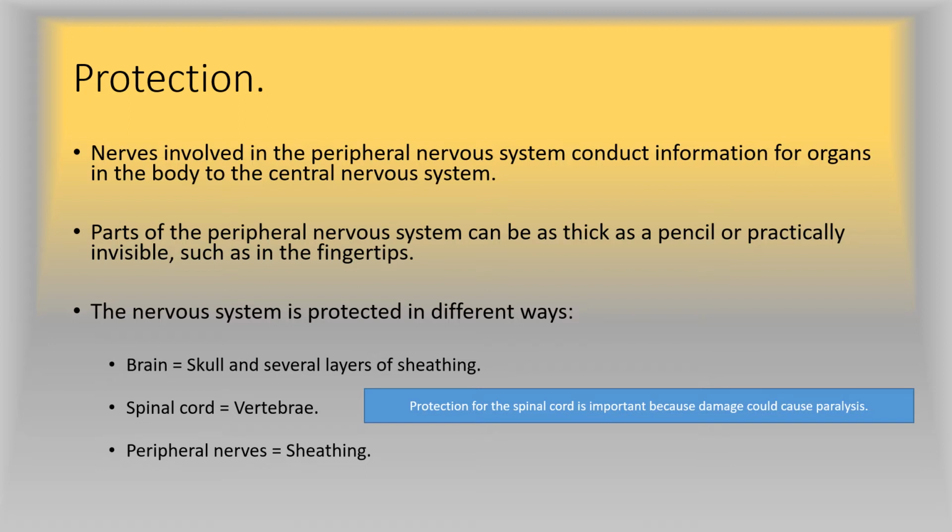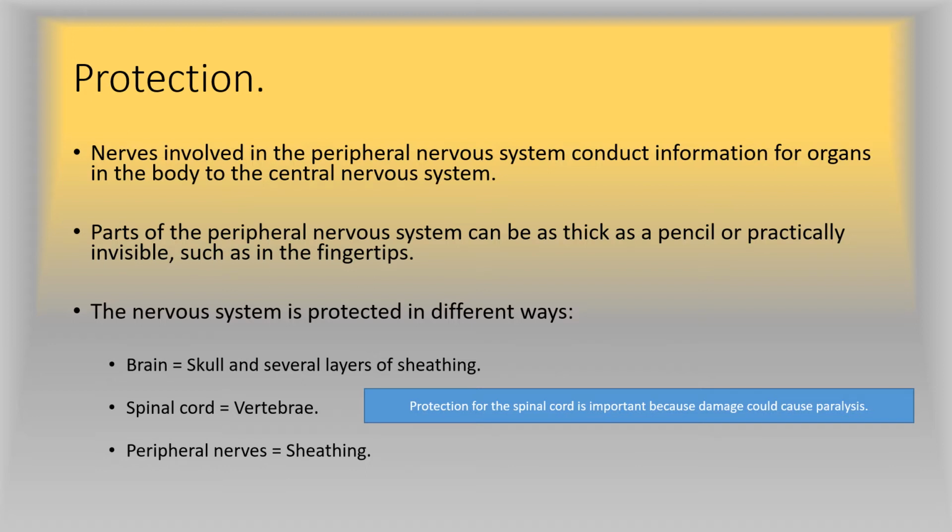Now, parts of the peripheral nervous system can be as thick as a pencil, or they can be almost practically invisible, such as we have nerves in our fingertips. So we know when we touch something hot or cold, we know, oh, that's hot, oh, that's cold. And those are the nerves. Those are part of your peripheral nervous system. That's what makes, oh, that's sharp and that hurts, or, hey, that's soft. Those are the nerves in your fingers that you know that.